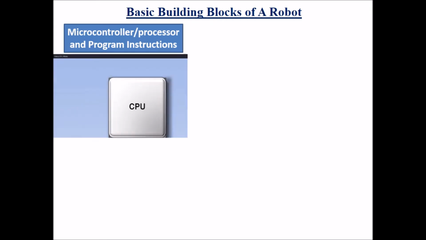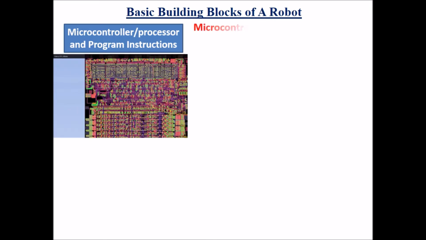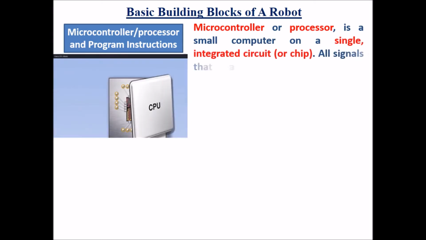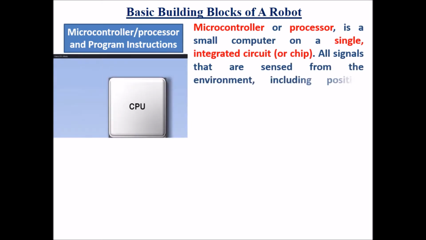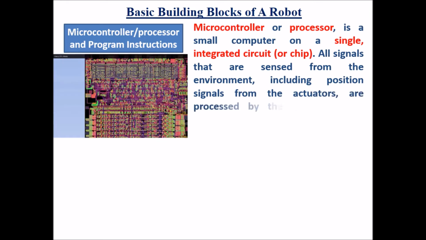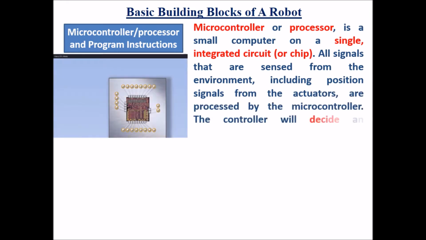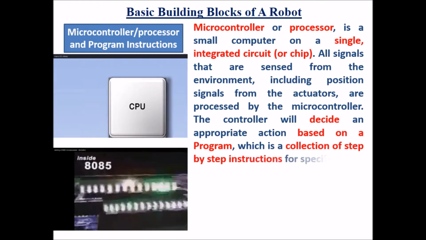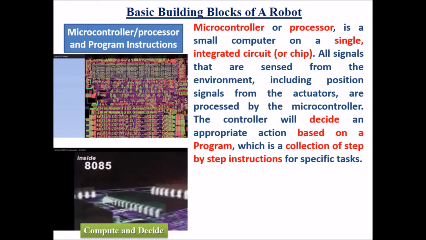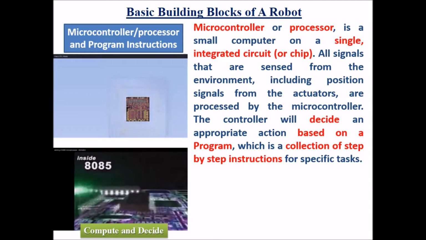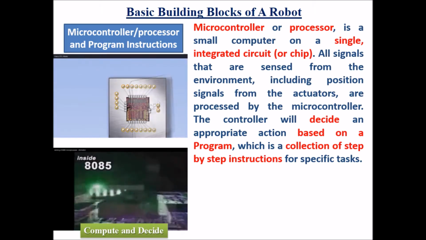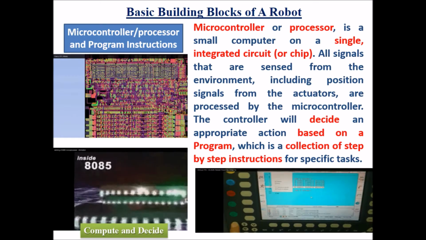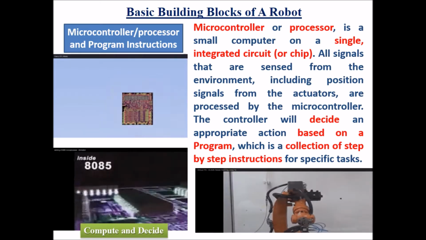Microcontroller and program instructions. Microcontroller or processor is a small computer on a single integrated circuit or chip. All signals that are sensed from the environment, including position signals from the actuators, are processed by the microcontroller. The controller will decide an appropriate action based on a program, which is a collection of step-by-step instructions for specific tasks. The bottom image shows someone programming an industrial robot arm.